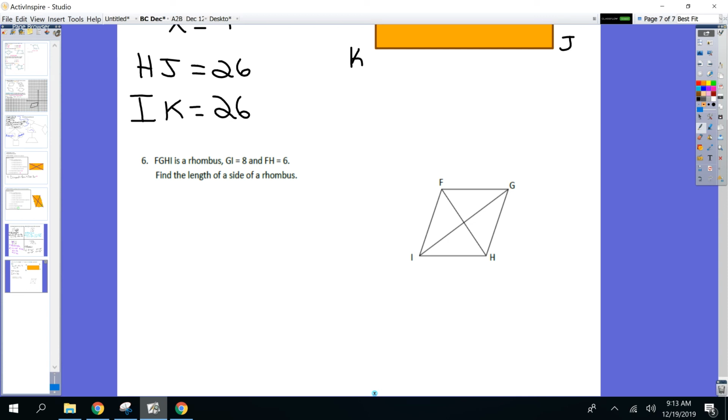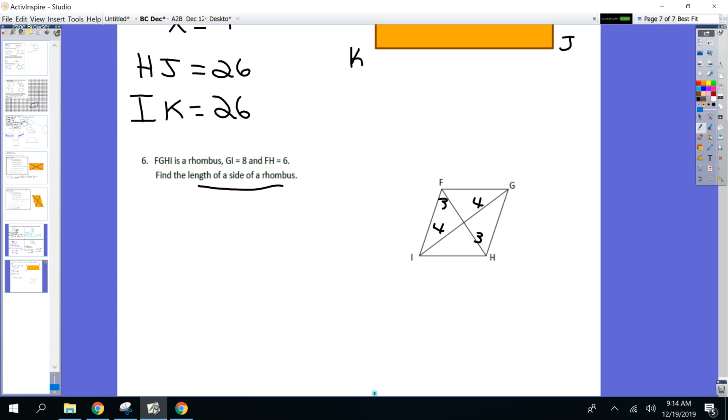Bisect each other. So this diagonal of 8 becomes 4 and 4. I can at least start marking my diagram now. What about that diagonal FH of 6 becomes 3 and 3. All right. It says find the length of a side. Does it matter which side I find? Why not? Property, they're all congruent. Yep, so it doesn't matter what side.